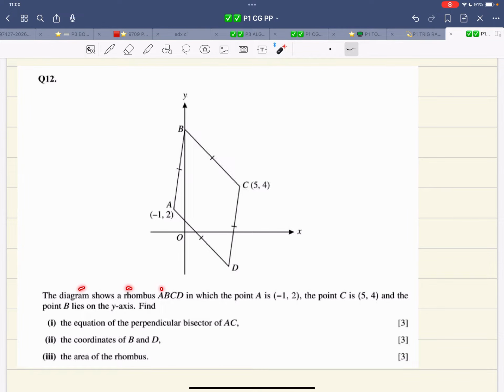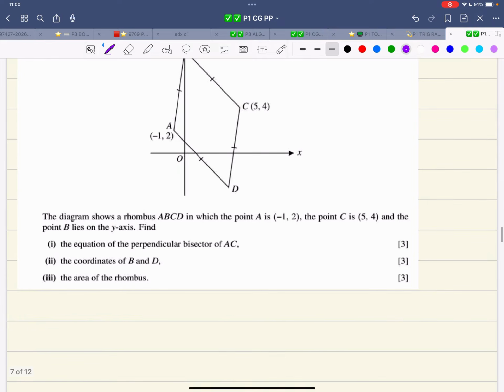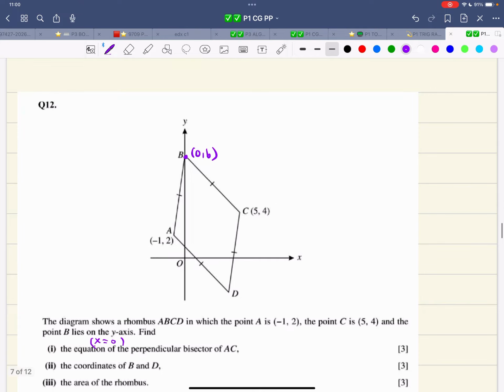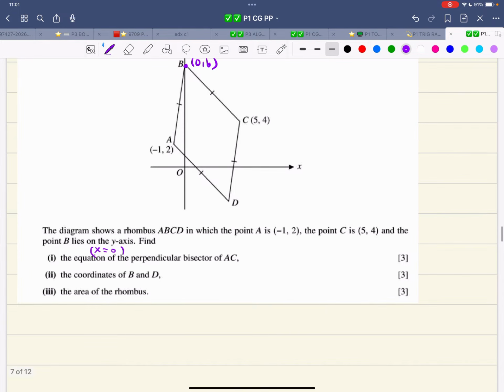The diagram shows a rhombus. Now, again we got a rhombus ABCD, in which A is this point and C is this point, and the point B lies on the y-axis. B lies on the y-axis, so the x coordinate is 0. So the coordinates of B would be (0, b). I can write it like this: capital letters for the vertices, and small letters for the coordinates.